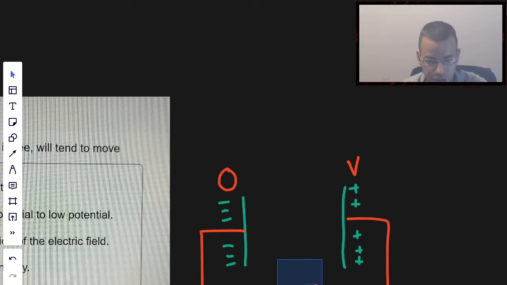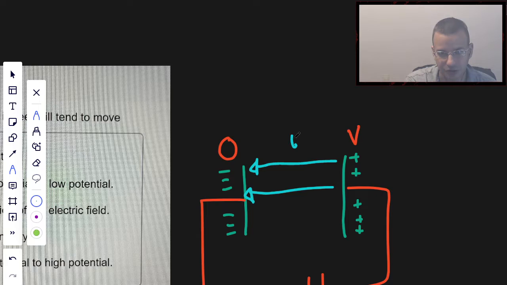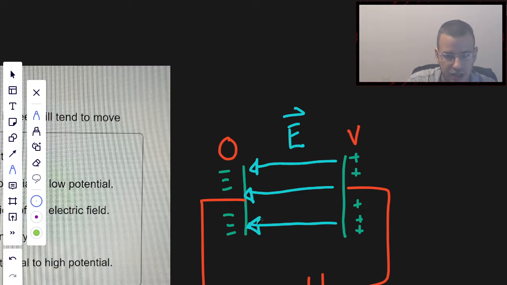All right, so this is going to create an electric field. Electric fields are drawn from the positive charges to the negative. Electric fields go radially outward from positive, and electric fields go radially inward to negatives. So we're going to draw the electric fields from the positive charges to the negative. So we're going to get electric fields that look like this, from the positive to the negative.